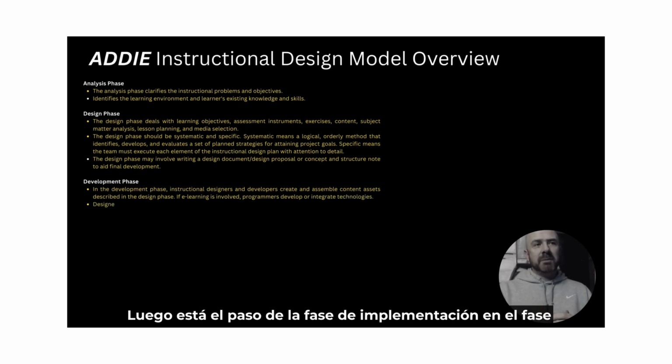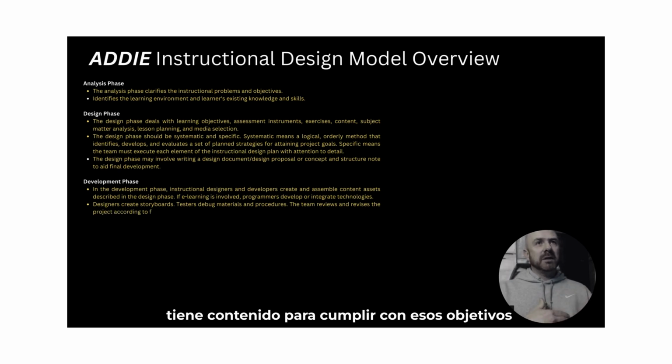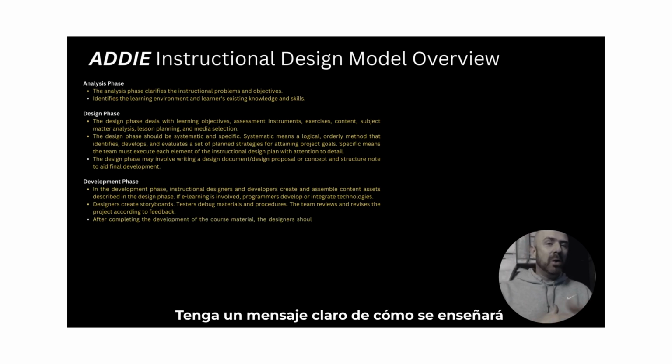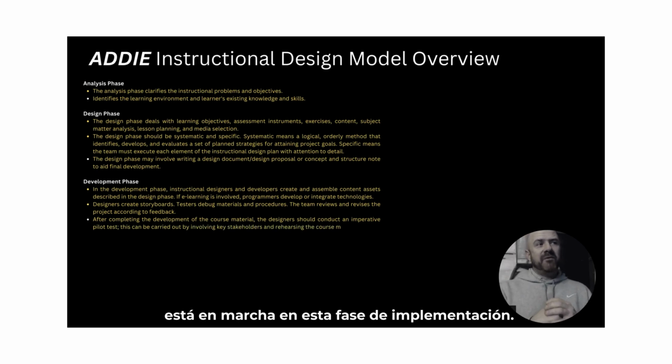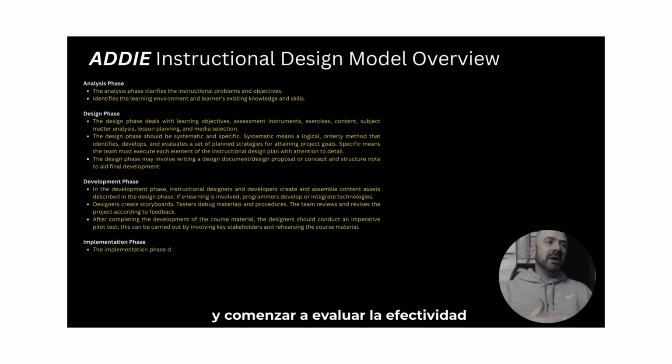Then there is the implementation phase. At the implementation phase, you're basically testing the course. You have a course developed, you've put it in place, you have instructional objectives, you have content to meet those instructional objectives and a guide for instructors to put those into place. Facilitators have a clear message of how the content is to be taught, there are delivery methods that are clearly laid out, and how the course is assessed is in place. At this phase of implementation, it's also an important stage to look at the course and begin to evaluate the effectiveness of the pieces in place.